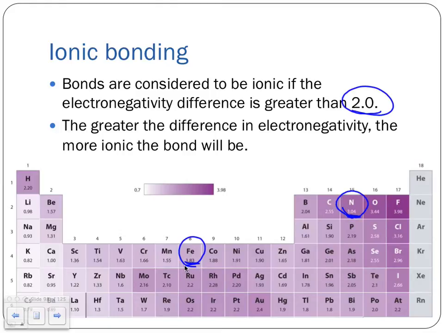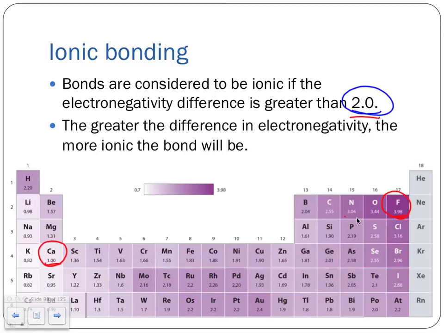What if, instead of having those two, I had, let's say, calcium and fluorine? Let's check those two. Fluorine has an electronegativity of 3.98. Calcium has an electronegativity of 1. Take the difference: 3.98 minus 1 is 2.98. 2.98 is bigger than 2.0, and since it's bigger than 2.0, we know this will be an ionic bond between these two. All right, so you can sort of get an idea.